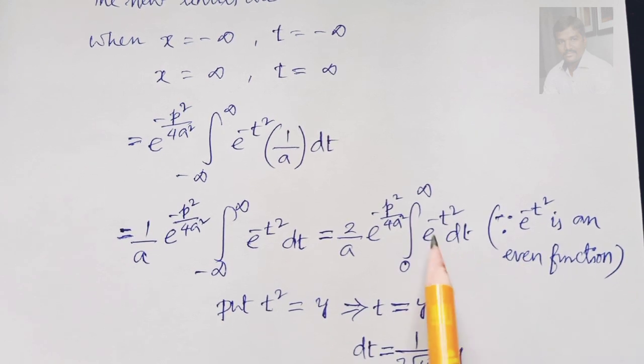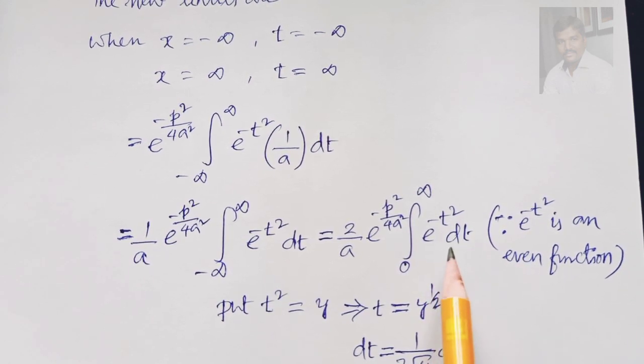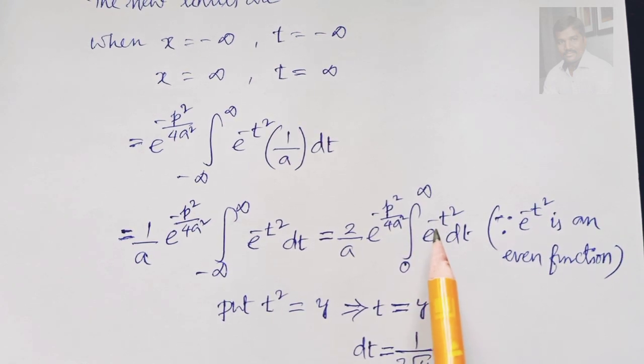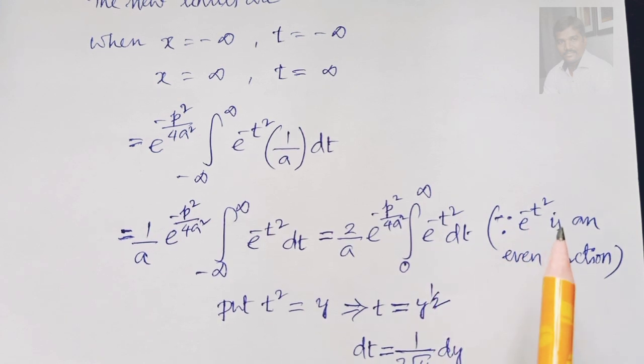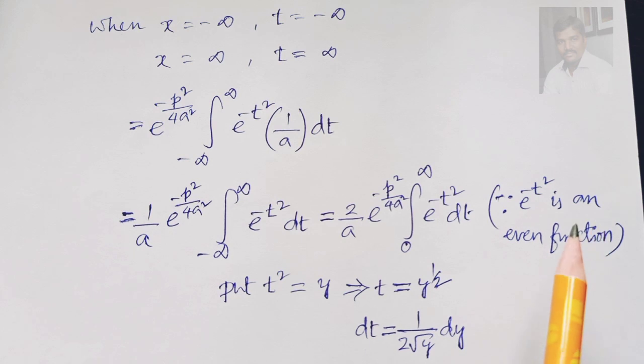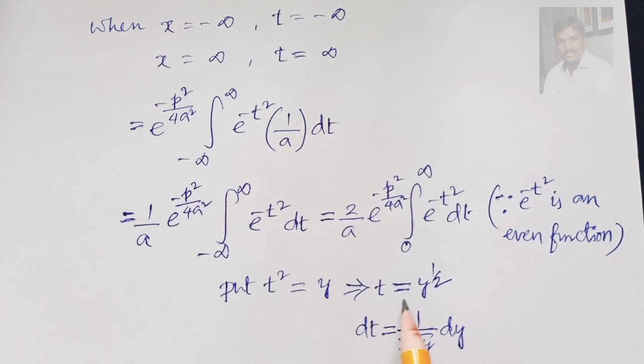Now again I am applying a change of variable, because this integration is not possible by the general method. For that we use the gamma function. We can get the value of this integral 0 to infinity e power minus t square dt. For that I am changing the variable again. Put t square is equal to y. From this t is equal to y power 1 by 2. Now dt is equal to 1 by 2 root y dy.